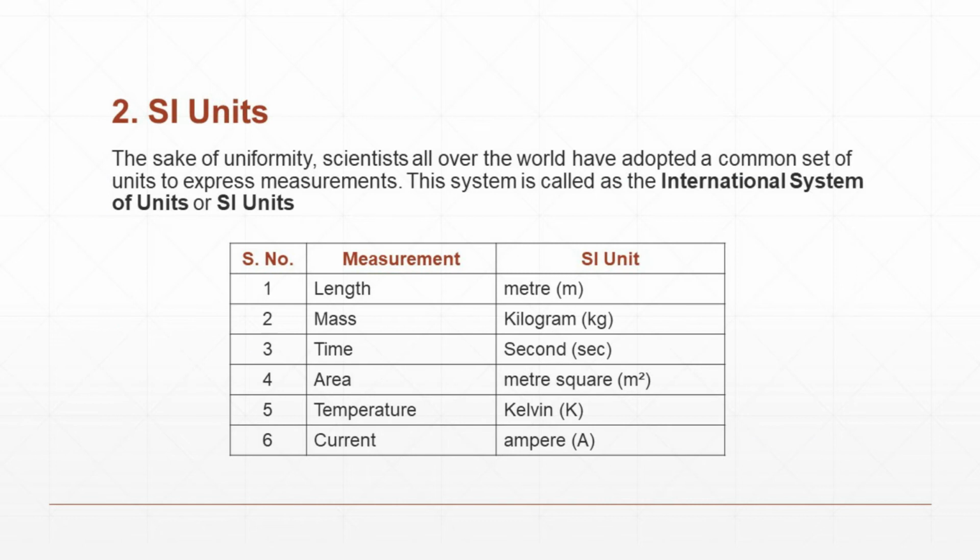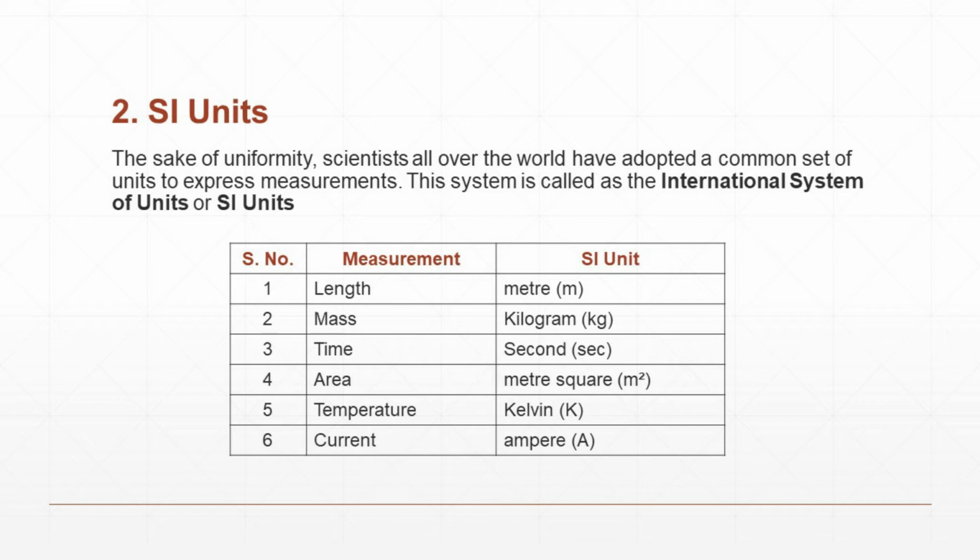Now let us know the SI unit. Why do we have to follow the SI unit? For the sake of uniformity, scientists all over the world have adopted a common set of units to express measurements. Once again, the sake of uniformity. Already I told you handspan, foot, cubit. These vary from person to person. If the person is very tall, this length will be more. If the person is very short, the distance will be less. So we can't depend on that.